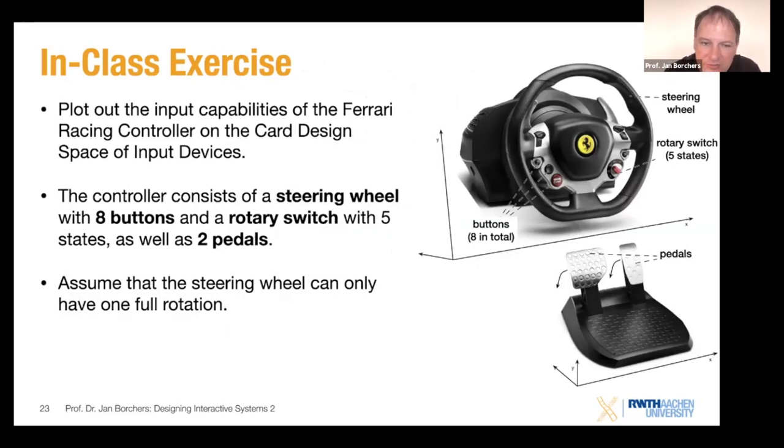Imagine the following. You have a car simulation controller. So this is the Ferrari racing controller here. And it features a steering wheel, which obviously you can turn. It has 8 buttons in total mounted on the steering wheel. We've marked them in the graphic. It also has a rotary switch with 5 states, which is there near the right-hand side of the steering wheel. And it has 2 pedals, the pedals you place at your feet and use them. And for this exercise, you should assume that the pedals only have one full rotation, okay?